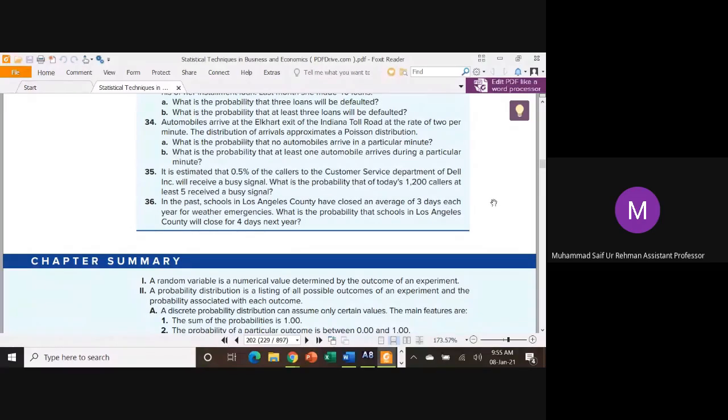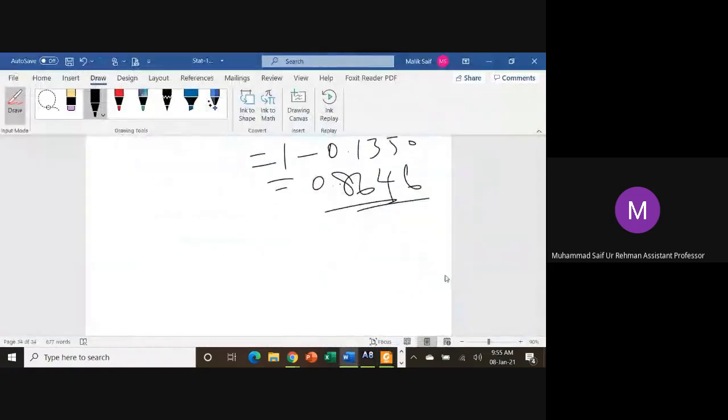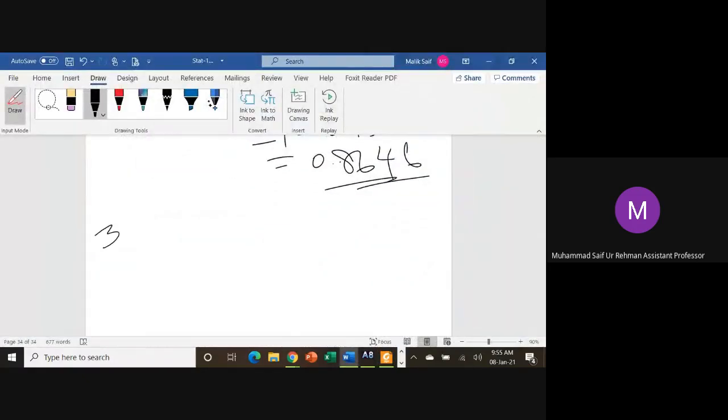You simply have to write down the required information in the form of equations. Let us see how you will write it down. This is question number 35. Fine. So what is mu in this case? Read the question.